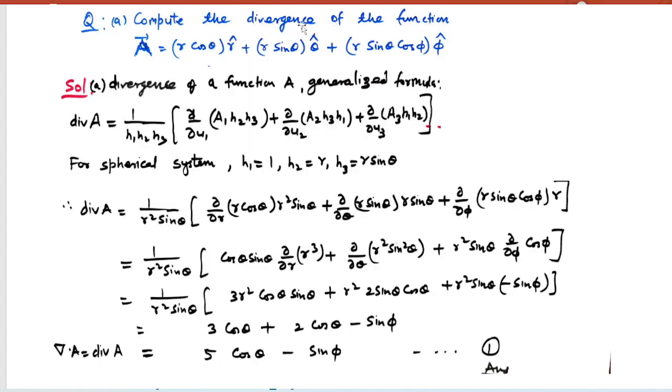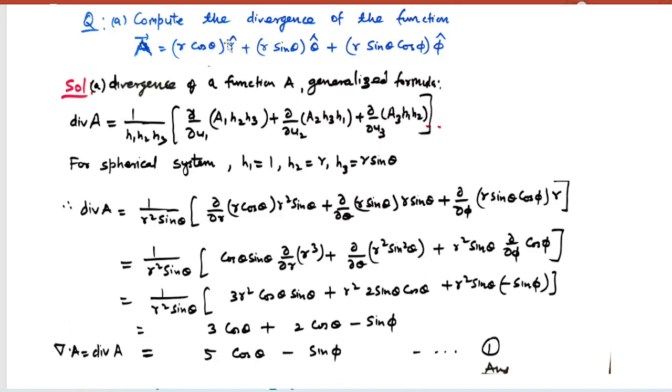Now we can see an example on divergence. Suppose we have this vector function a, which is a function of r cap, theta cap, phi cap. So we have to use the spherical coordinate system to find the divergence of this. The divergence of the vector a equals 1 upon h1 h2 h3 times delta by delta u1 of a1 h2 h3 plus delta by delta u2 of a2 h3 h1 plus delta by delta u3 of a3 h1 h2.